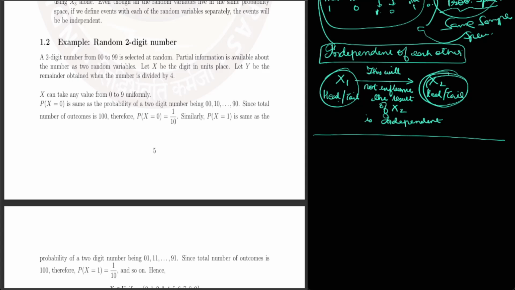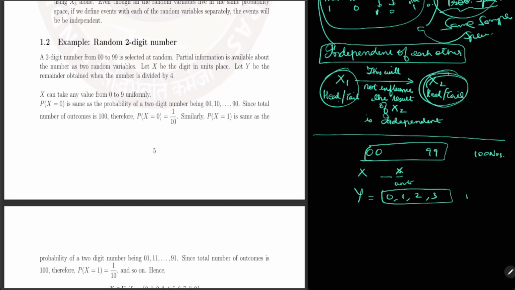Example, random 2-digit number. The 2-digit number is from 00 to 99. There are 100 numbers. Partial information is available about the number as 2 random variables. Let X be the digit in unit place. This is X. Let Y be the remainder obtained when the number is divided by 4. So 0, 1, 2, 3. When a number is divided by 4, we can get only 4 remainders.